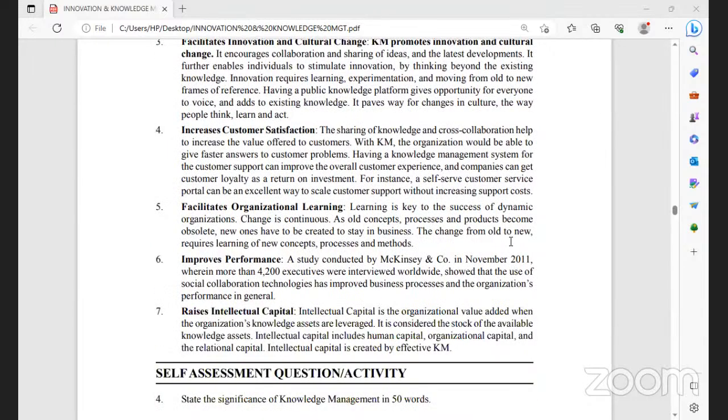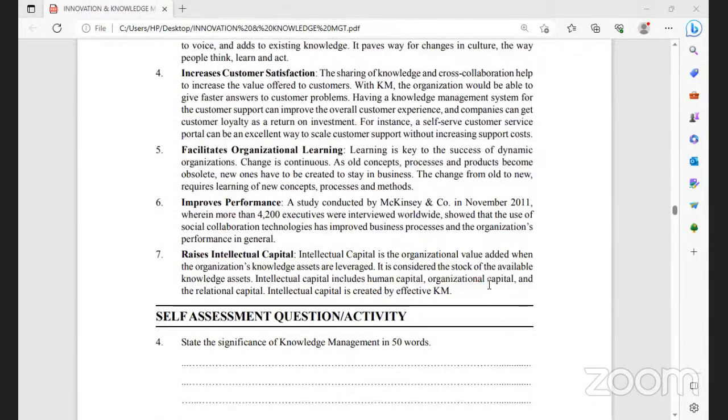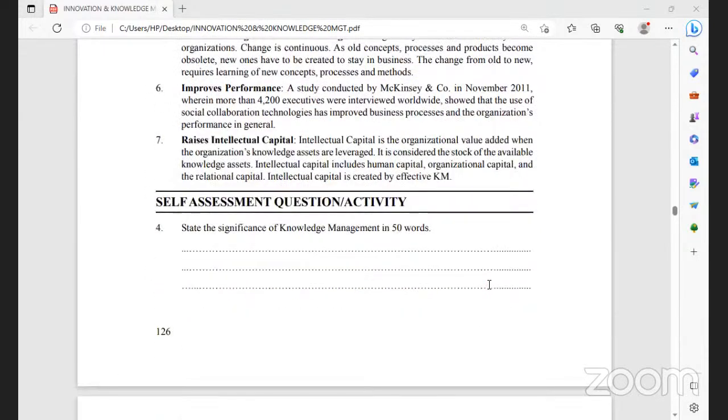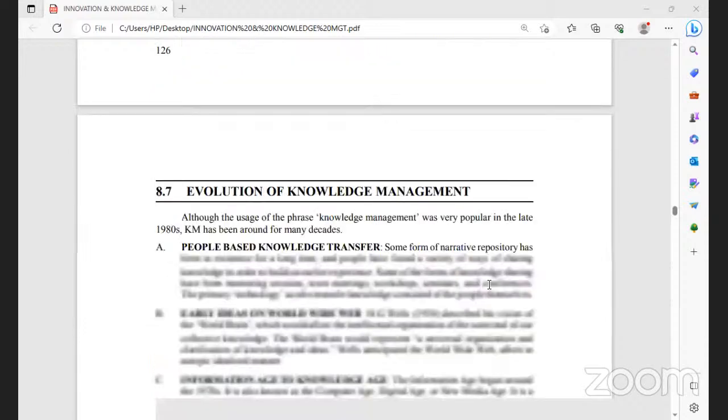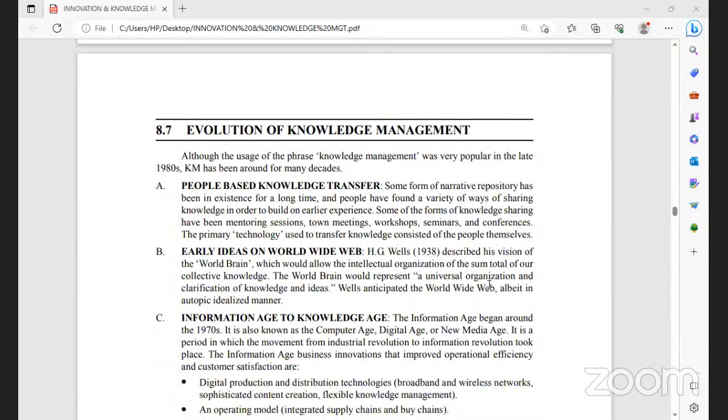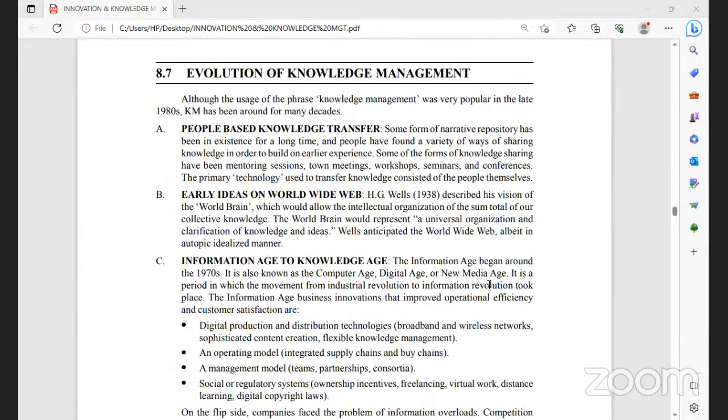Increases customer satisfaction, facilitates organizational learning, improves performance, raises intellectual capital. Means these are all the basic characteristics relating to knowledge management, which have prominence in a local as well as global perspective in implementation area. Next one is evolution of knowledge management.